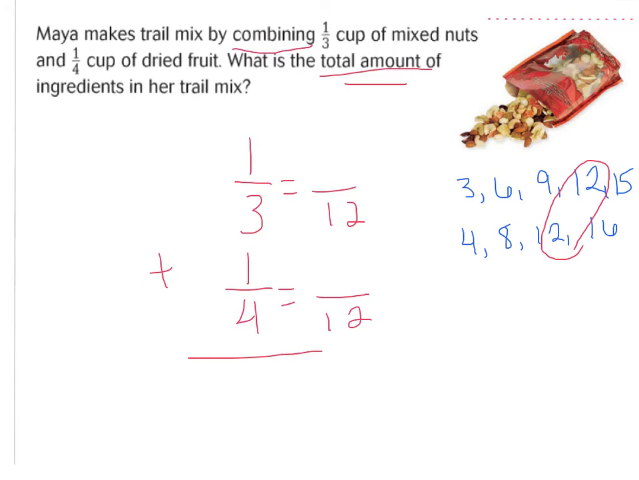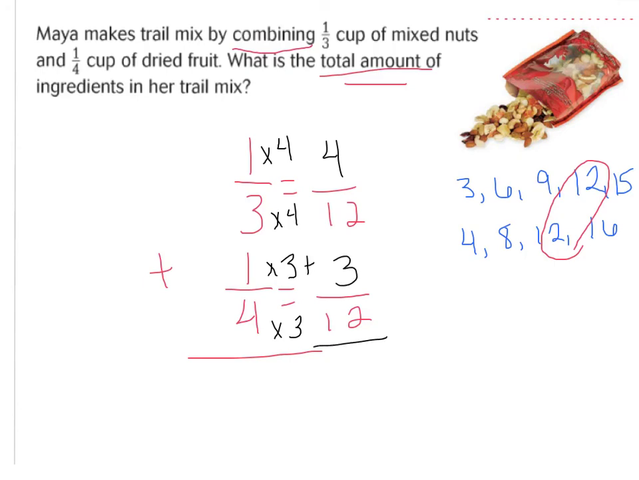Well, let's see. If I have 3 and I need to get to 12, that means I needed to multiply by 4. Whatever I do to my denominator, I have to do to my numerator. So 1 times 4 is 4/12. Let's look at my 1/4. I needed to multiply by 3 to get from 4 to 12. 4 times 3 is 12. So 1 times 3 is 3.